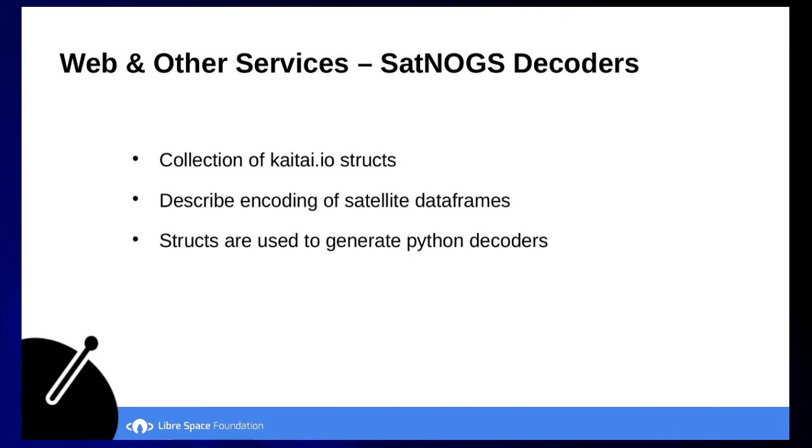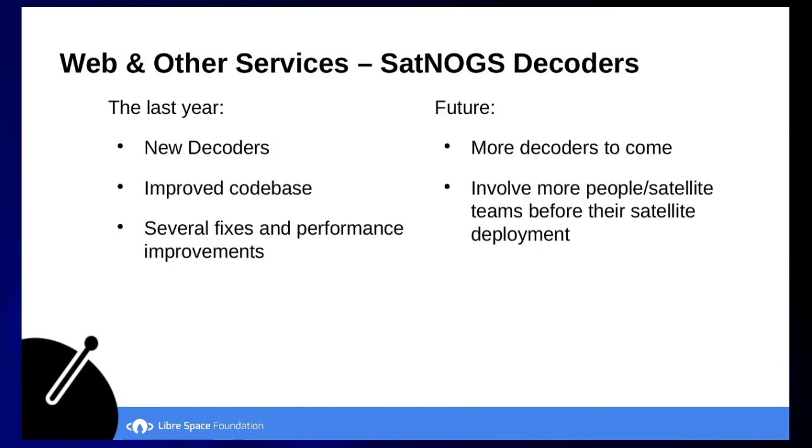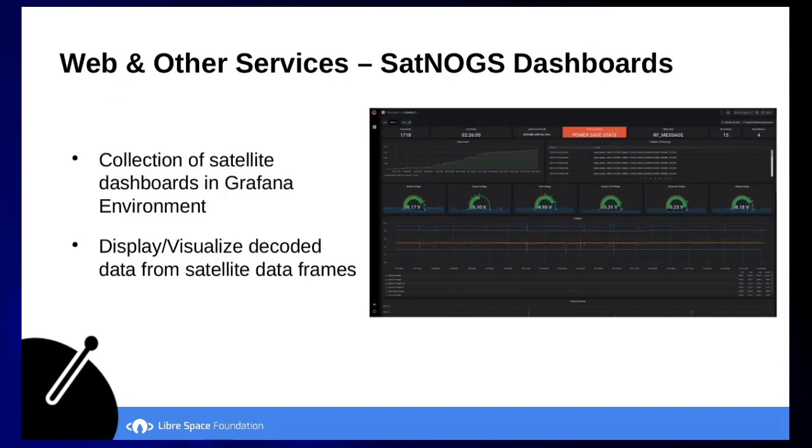Decoders, which are a collection of Kaitai Struct files that allow us to describe how the satellite data frames are encoded, and help us to create Python script decoders. We have these supported decoders currently for all these satellites, and more are on the way. We have added new decoders in the last year, and improved the code base and the infrastructure. More decoders to come, and we want to involve more people and satellite teams in this.